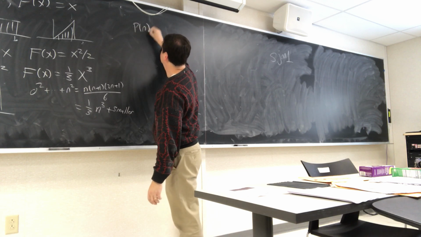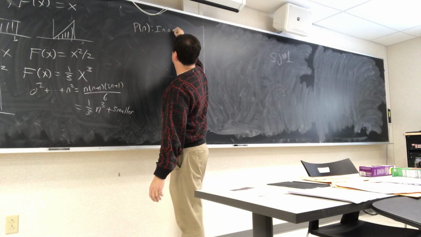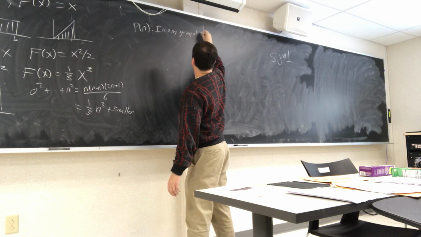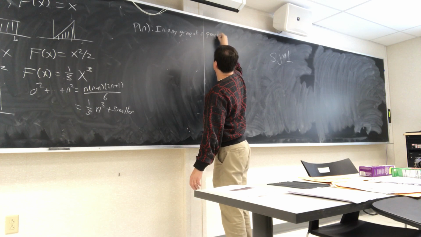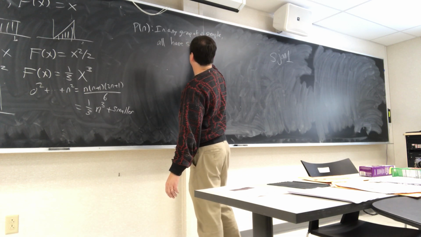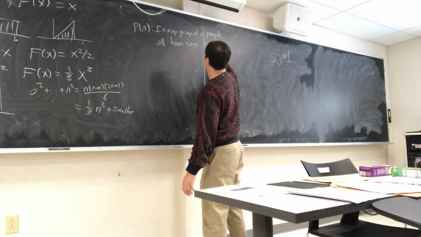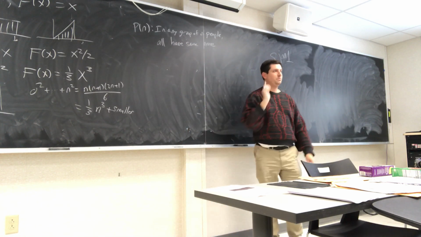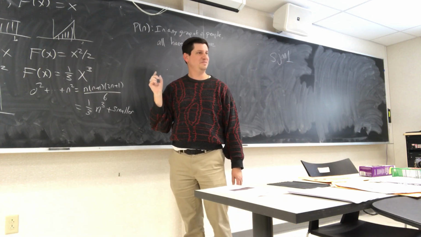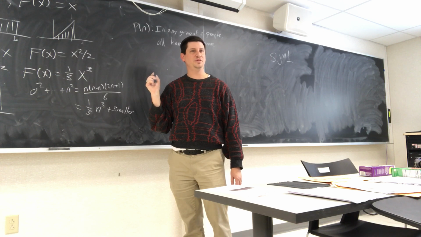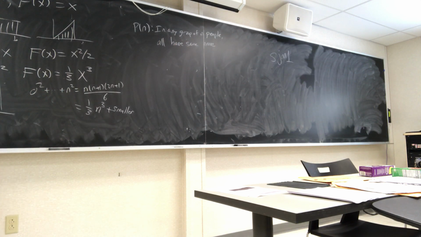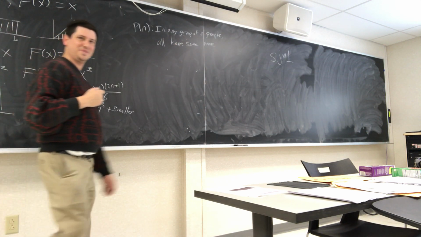So Pn is the statement: in any group of n people, all have the same name. And because we know the name of one person in the world, whose name do we know? Romulus. So everybody must be named Romulus, because if we can prove this, everybody has the same name, and we know at least one name. So, proof.